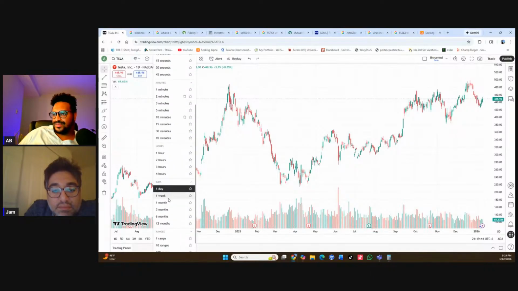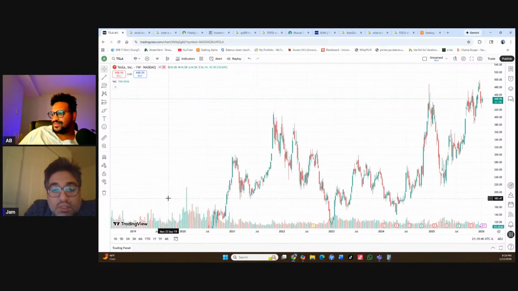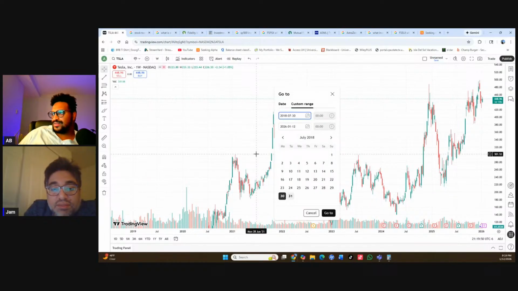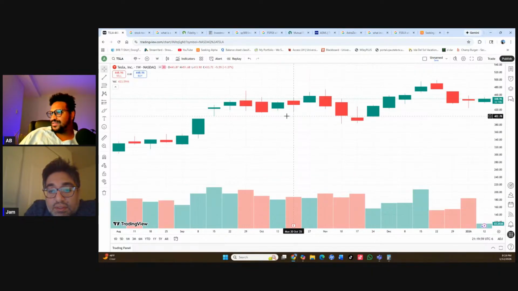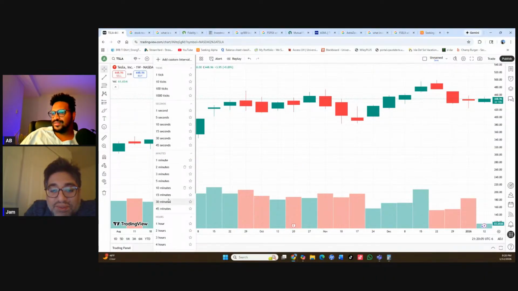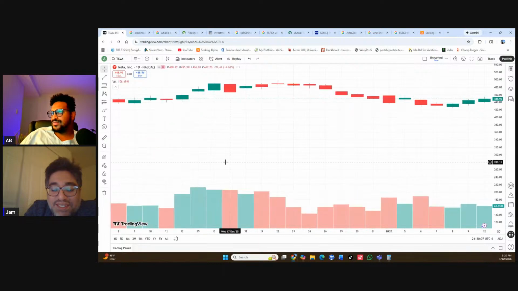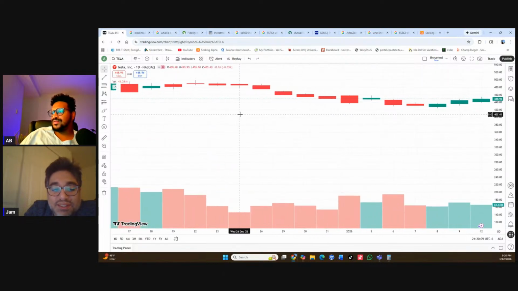Okay, so is it 1 week? What is one range? Under interval, why does this go all the way to that? Let's just do, I don't know, 2025. But look at how that doesn't show an accurate picture of what minute to minute, second to second day trading is about.